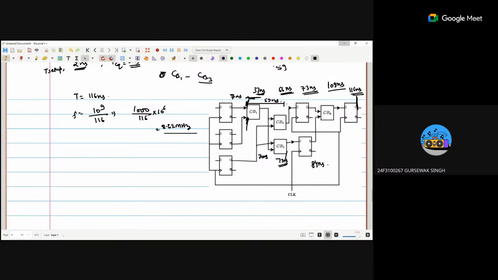And also, if we are calculating the output delay, for that we will only count the TCQ, right? Not the T setup. We are not counting the T setup all the time, but we have to count the T setup the first time, because the first clock pulse is applied. So we have to count it the first time, but not every time.